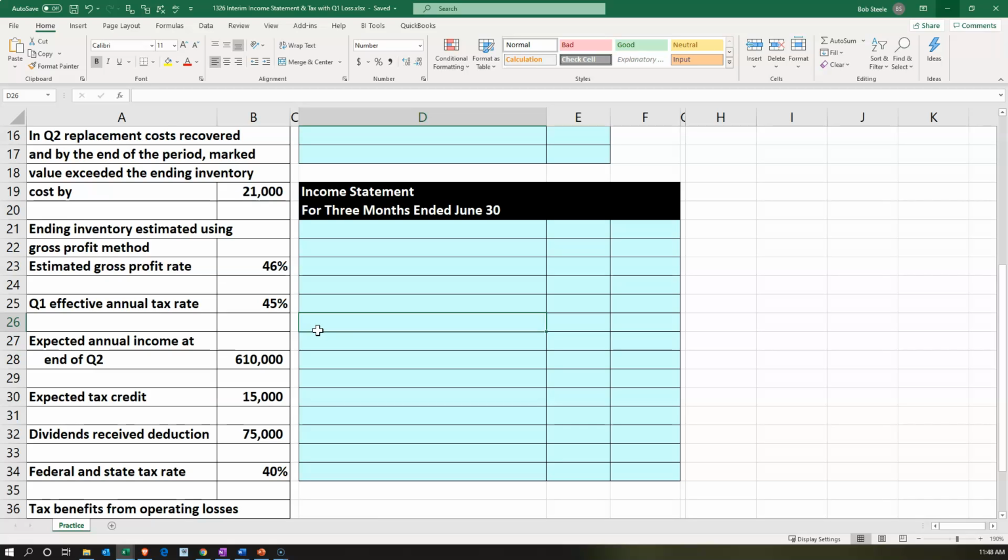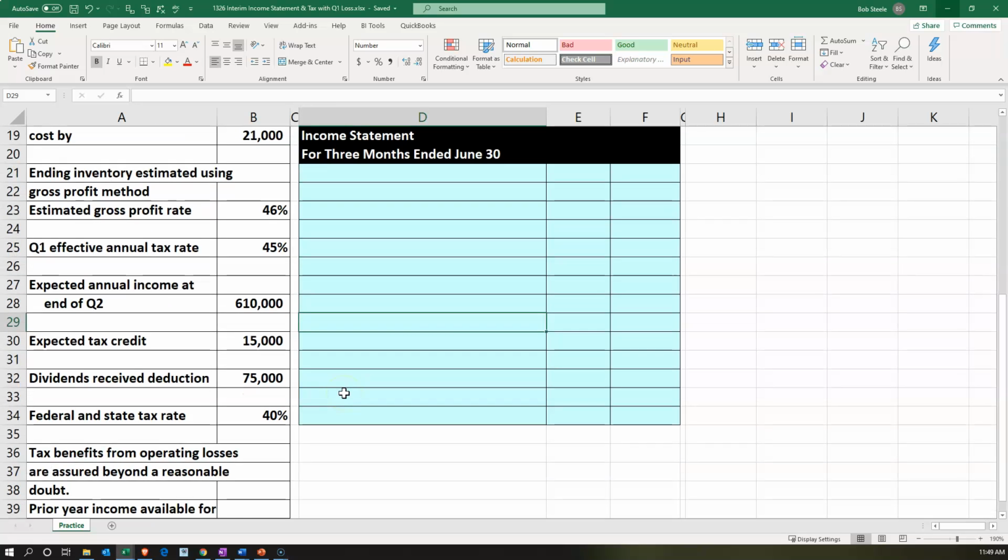We're now focusing in on the second quarter, Q2. Expected annual income at the end of Q2 was $610,000. So we're at the end of Q2, in other words, is what this piece of information is saying. And then we're projecting what we believe the annual income will be. So we're looking at the annual net income that we're thinking about as of this point in time, which is the end of the second quarter, Q2.